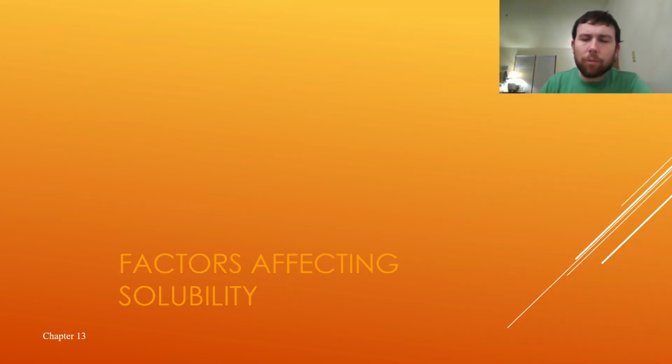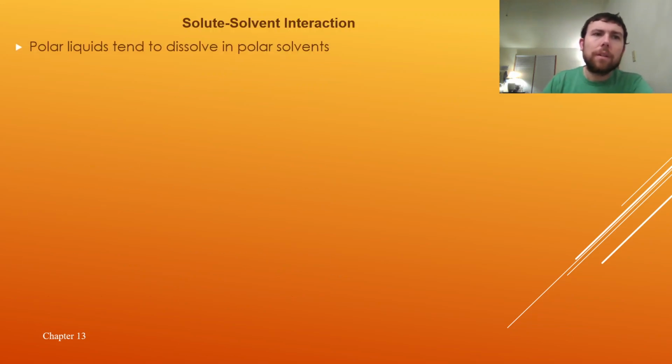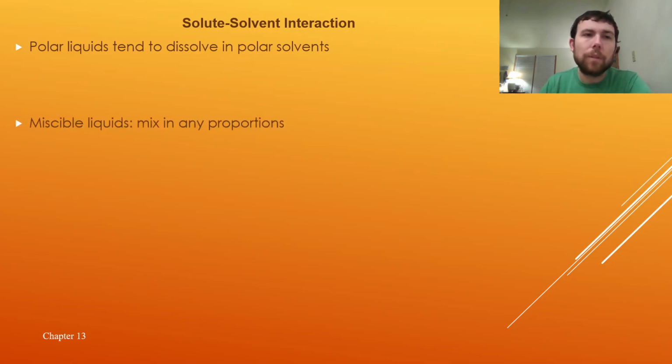Okay, now let's take a look at some factors that influence solubility, because there are some things that we can do to cause the solute to dissolve more favorably in our solvent. And the first thing I want us to take a look at are solute-solvent interactions. Now, what we know is that polar liquids tend to dissolve in polar solvents. And this has to do with the fact that they have similar intermolecular forces.